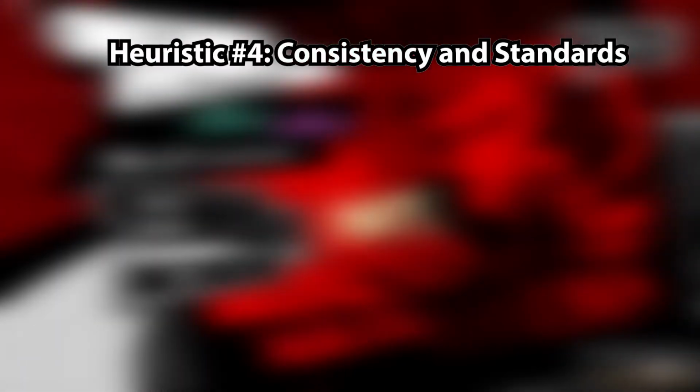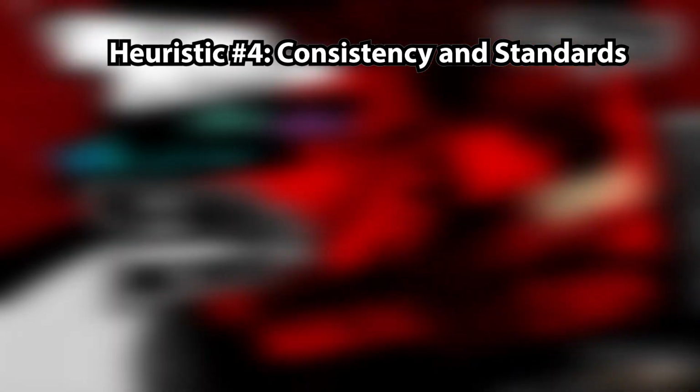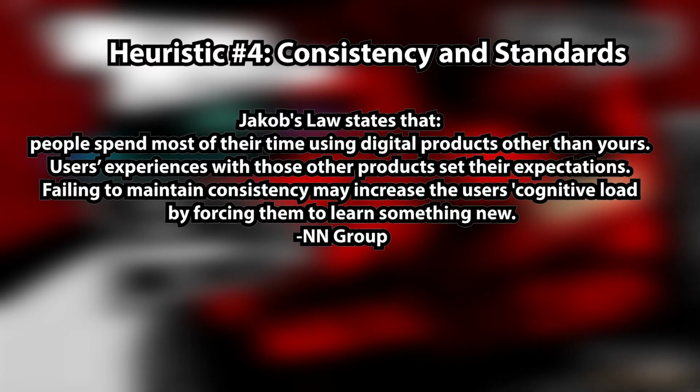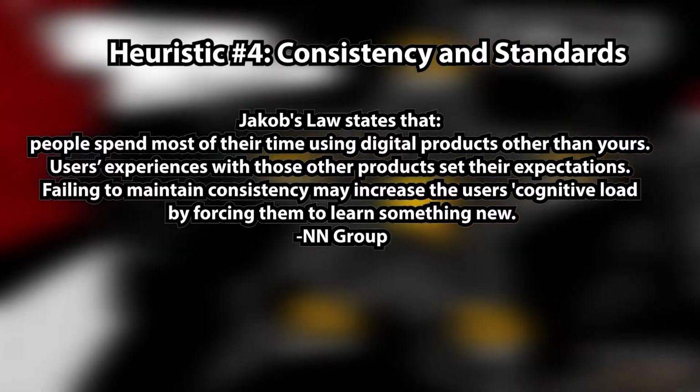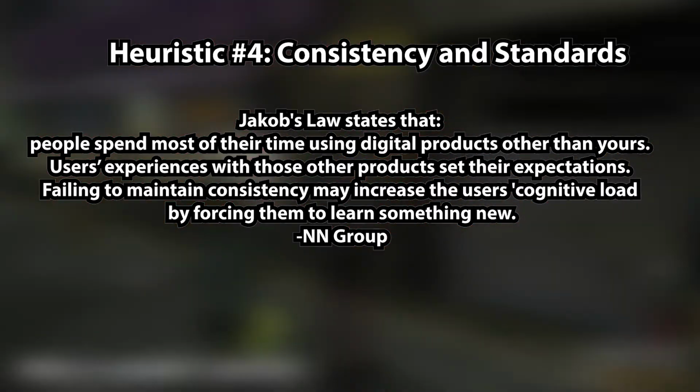Heuristic number 4. Consistency and standards. Jakob's law states that most people spend most of their time using digital products other than yours. Users' experiences with those other products set their expectations. Failing to maintain consistency may increase the user's cognitive load by forcing them to learn something new.